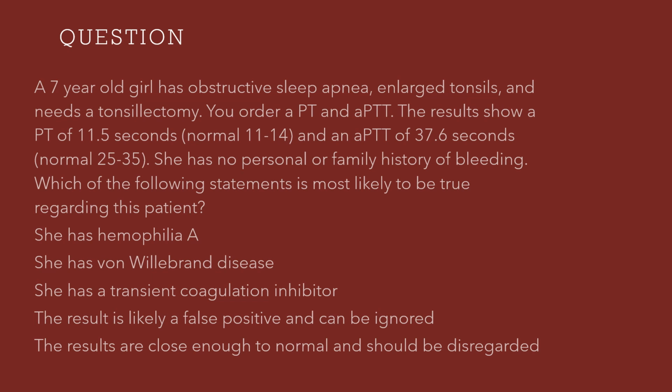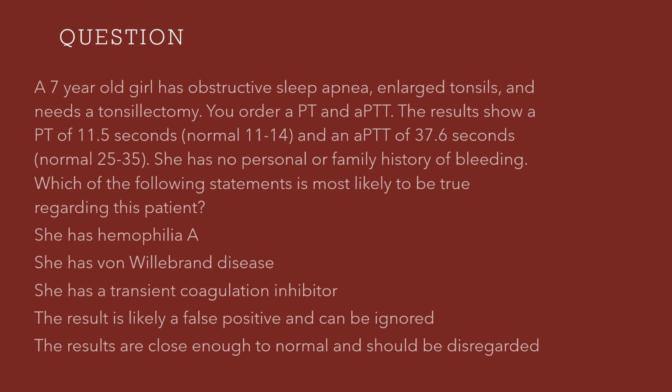She has hemophilia A, she has von Willebrand disease, she has a transient coagulation inhibitor, the result is likely a false positive and can be ignored, the results are close enough to normal and should be disregarded. So we shouldn't ignore any positive results, especially when we're getting ready to do a surgery. So the last two answers, the result is a false positive and can be ignored, and that they're close enough to normal and should be disregarded, we can rule those out.